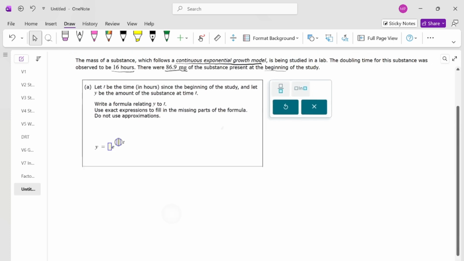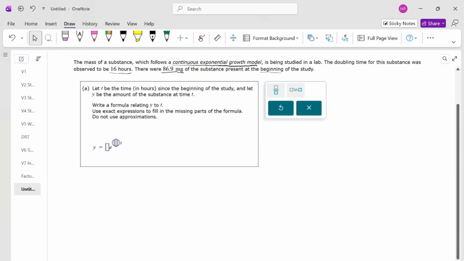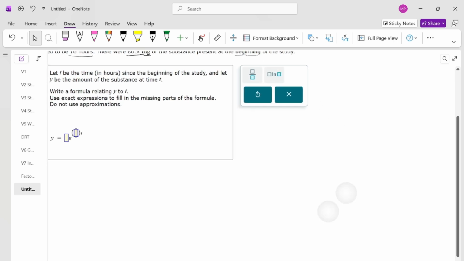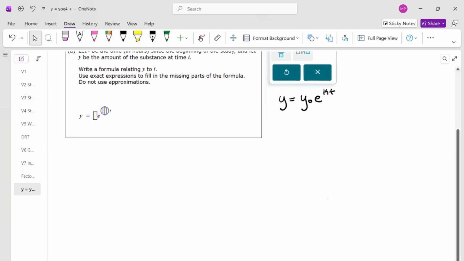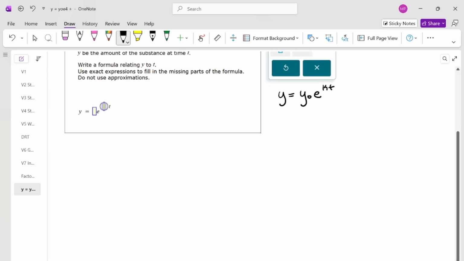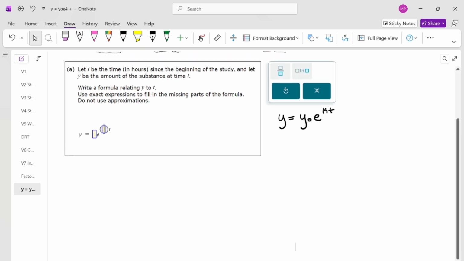Okay, so the first thing I'm going to do is look at the continuous exponential growth model, and that is Y equals Y sub 0 e raised to the power of K times T, where Y equals the final amount, Y sub 0 equals the initial amount, e raised to the power of K is the rate, and T is the time. So the first thing we're going to do is fill in what we know in this exponential growth equation right here.